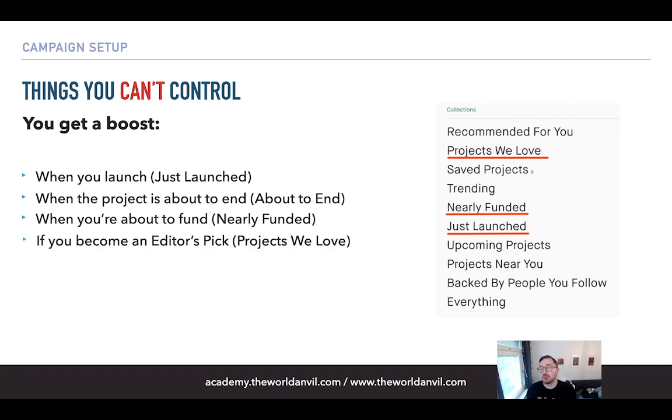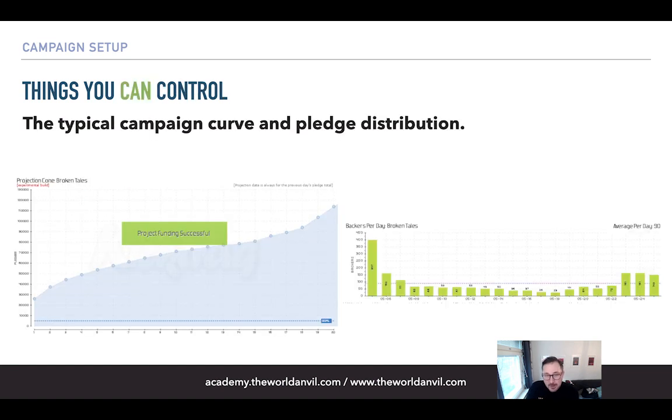And then there's a completely random thing. If some editor at Kickstarter likes your project, they might select you for the projects we love, which has its own category and also adds a little badge to your page. There's no way that I know of to influence that. It's just the personal taste of the editors over there. But if you get picked, then you will get this extra boost as well. It's not going to grant you an incredible result, but it's definitely helping.